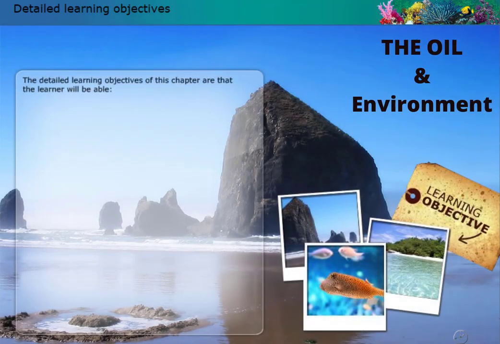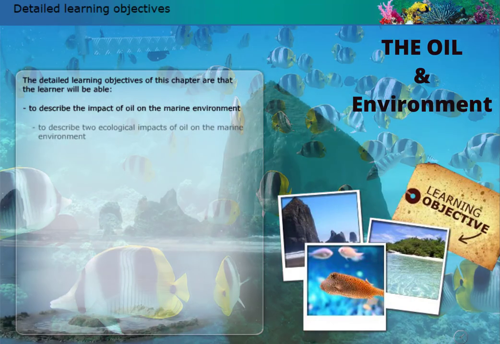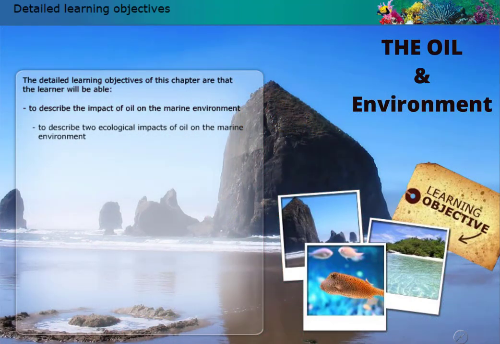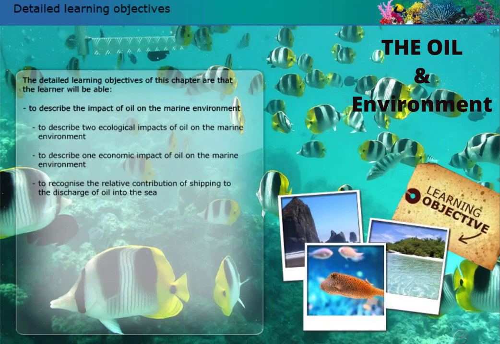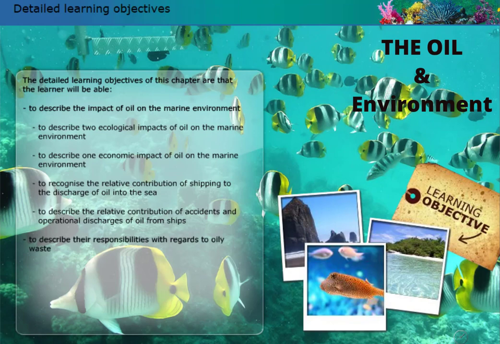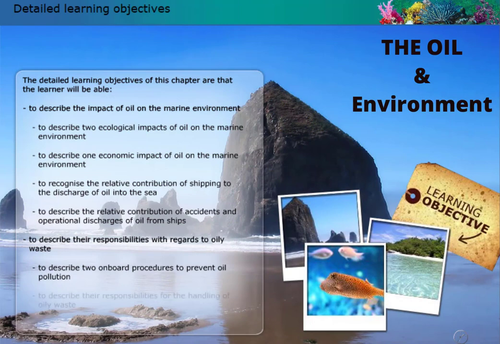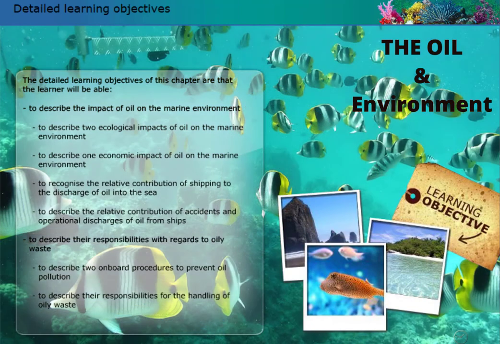The detailed learning objectives of this chapter are that the learner will be able to describe the impact of oil on the marine environment, to describe 2 ecological impacts of oil on the marine environment, to describe 1 economic impact of oil on the marine environment, to recognize the relative contribution of shipping to the discharge of oil into the sea, to describe the relative contribution of accidents and operational discharges of oil from ships, to describe their responsibilities with regards to oily waste, to describe 2 onboard procedures to prevent oil pollution, to describe their responsibilities for the handling of oily waste.